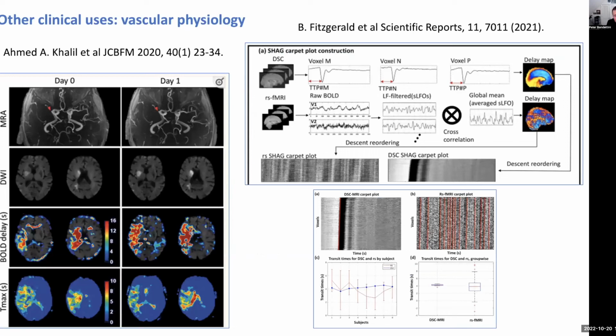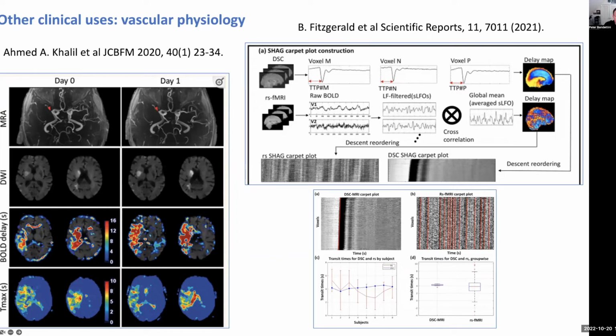All right, but there's other low-hanging fruit. It's not just about getting biomarkers with fMRI. I think if we wait for that, we'll be waiting a long time. There's a lot of really interesting vascular physiology that you can get. Two people are pioneering this work: Ahmed Khalil, who is in Arno Villringer's group in Berlin or Leipzig, and also Blaise Frederick, whose group is looking at this as well.